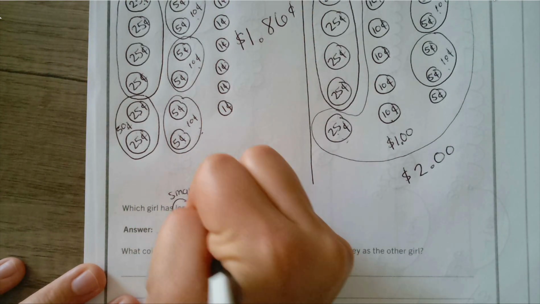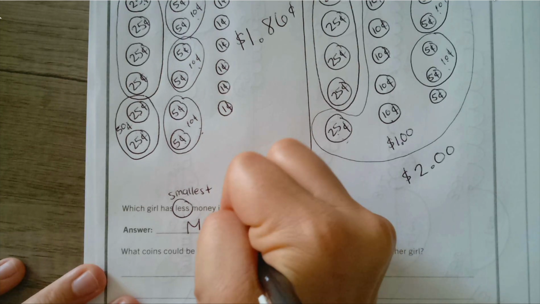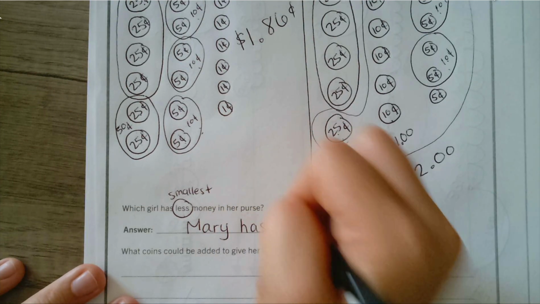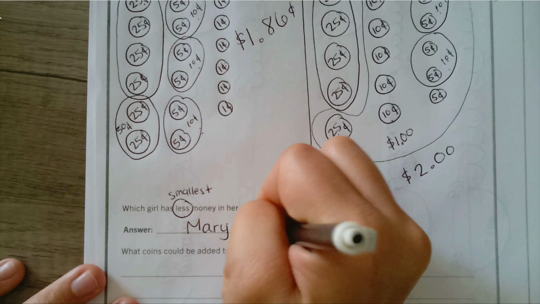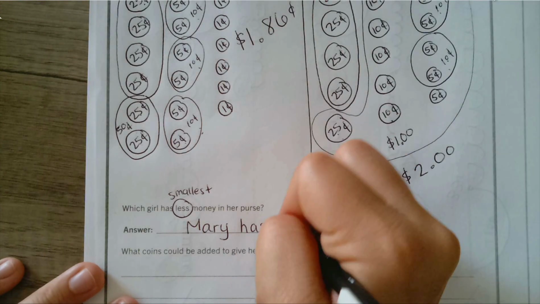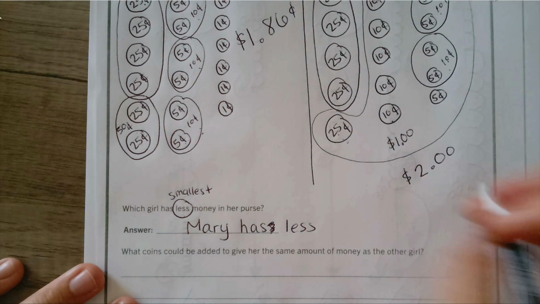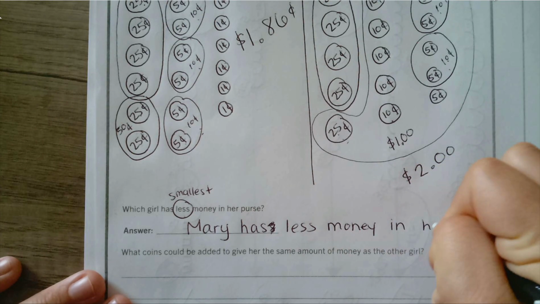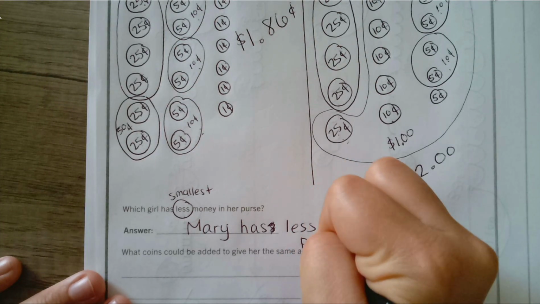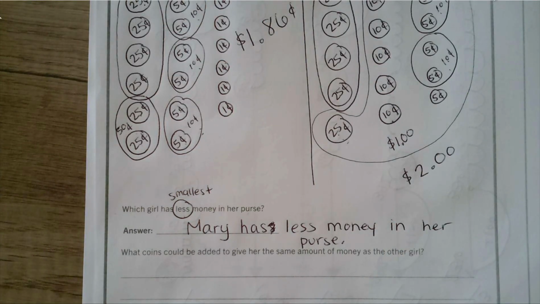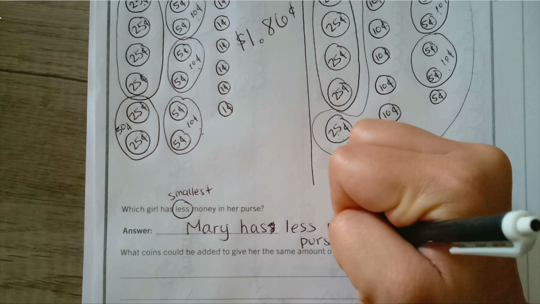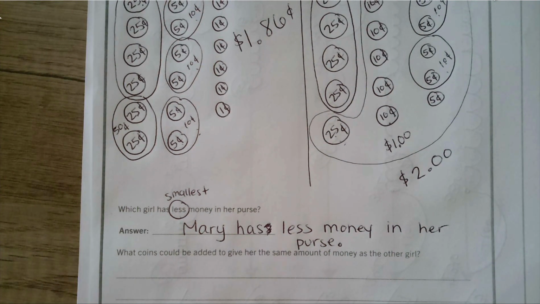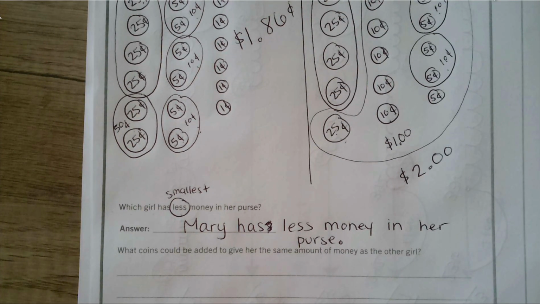Mary has, why did I do that? Has, cross that off. Mary has less money in her purse. Don't forget your period. Mary has less money in her purse. Okay, good job. If you need to pause, you can pause the video so you can write, and then I'm going to do this one.